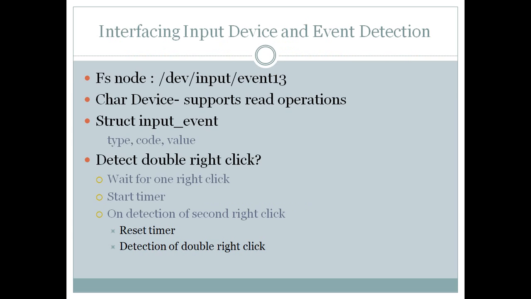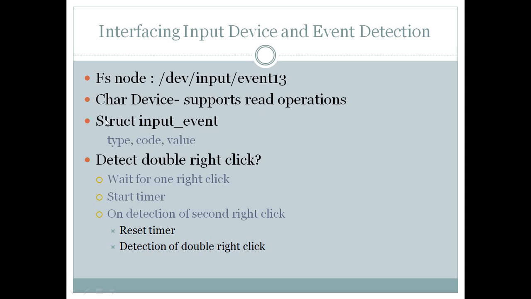If you want to interface an input device, let's say a mouse, and you want to detect a right click or left click, whether it is pressed or released, then you can use this file system node. It is a character device, so it basically supports read operations. You can use the input event structure from this file.